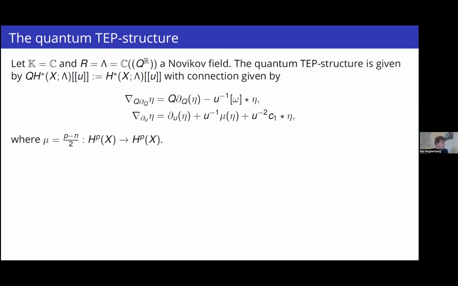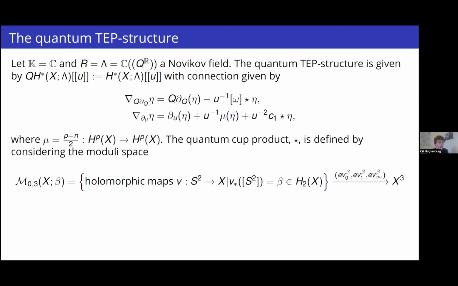And just let me remind you of this. How is the quantum cup product defined? Well, you consider the moduli space of 3-pointed holomorphic maps from S2, or P1, to X, and you require that the pushforward of the fundamental class lies in degree beta in the second homology of X. And this moduli space comes with 3 evaluation maps, evaluation at 0, at 1, and at infinity, to X.